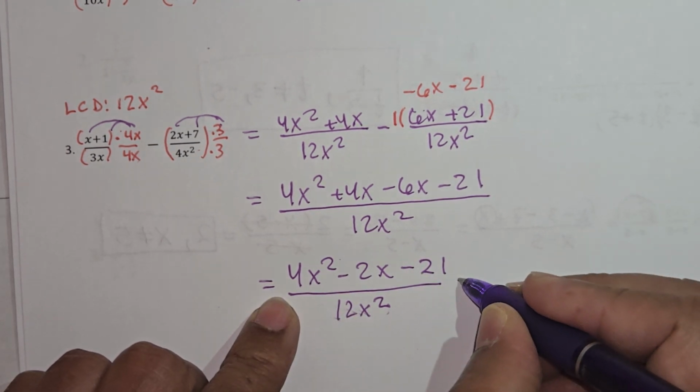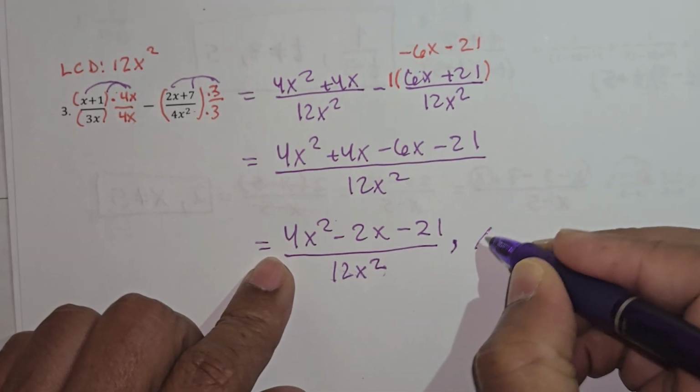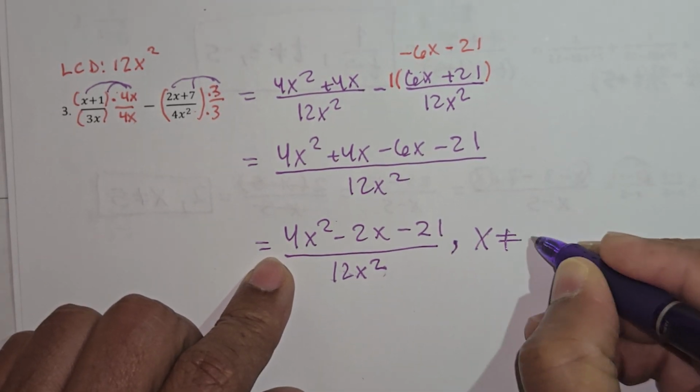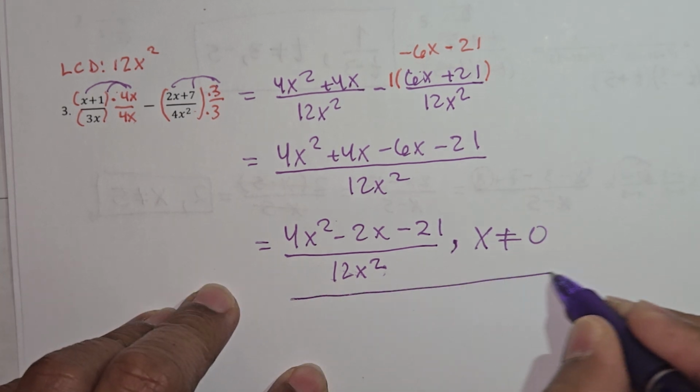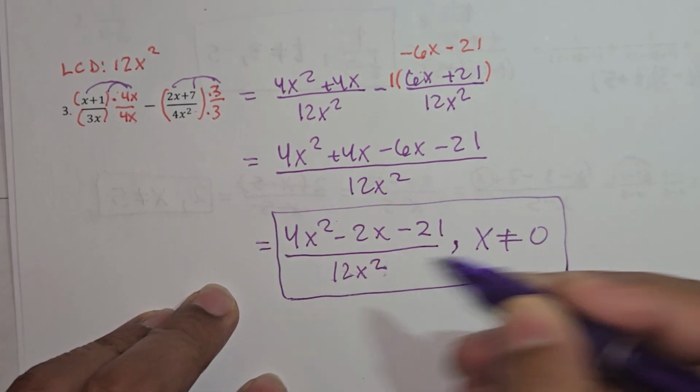Okay, so the last thing we need to say is the restriction on the value of x, and that is that x cannot be equal to 0, because that will make this undefined. So this is the answer to the last example.